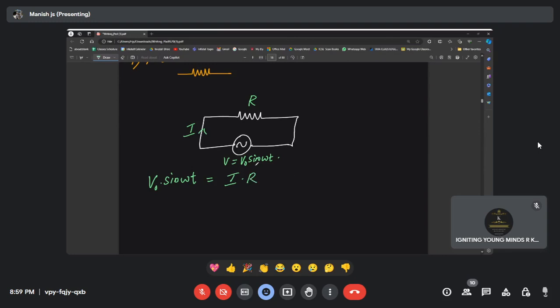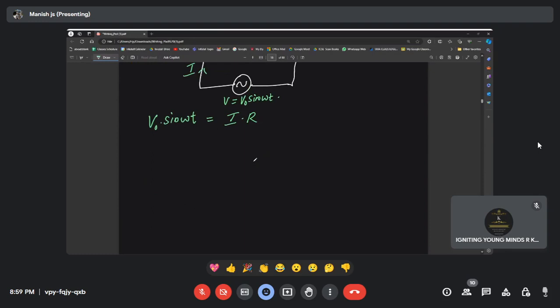Okay, simple. So now if you want to go for a rearrangement, you can find out what the current I is. I is nothing but V naught upon R times sine omega t. This is rearranging. You know V naught by R is nothing but I naught, isn't it? So I is nothing but I naught sine omega t. Simple. So like this, we have got the expression for current, alternating current.